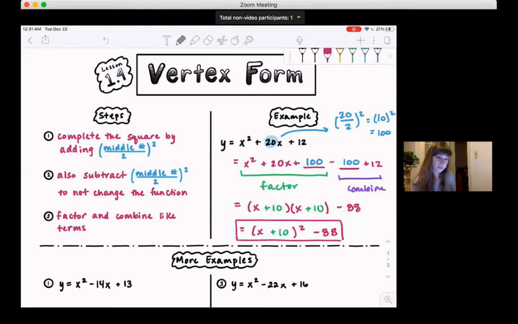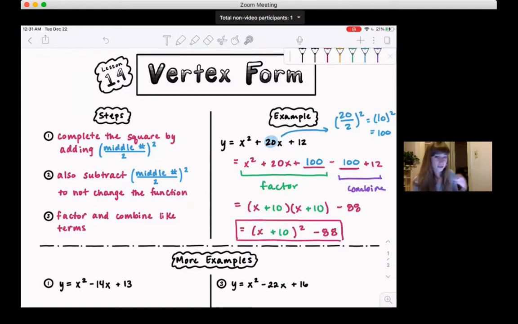I know that probably seems strange, but what we did there was bring in this 100, which allowed us to get this x plus 10 all squared. And then we shifted the 12 to adjust for the fact that we added 100.